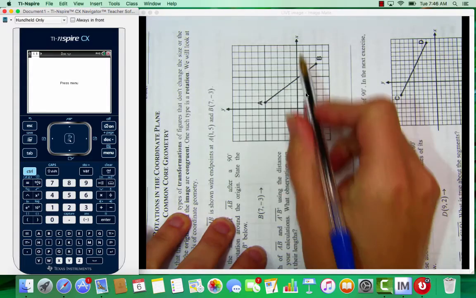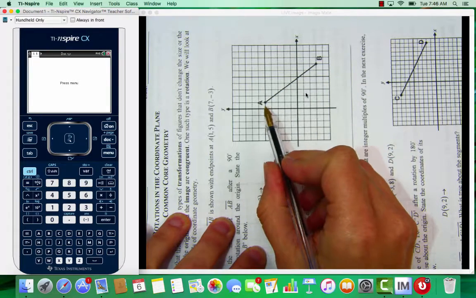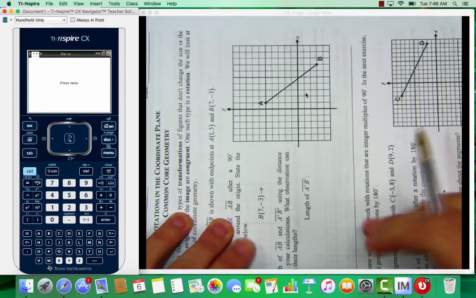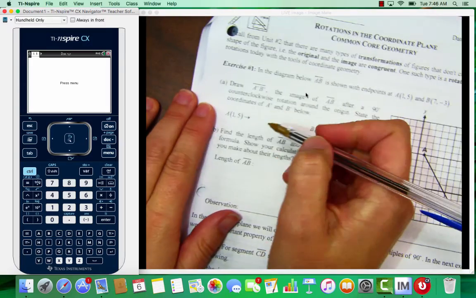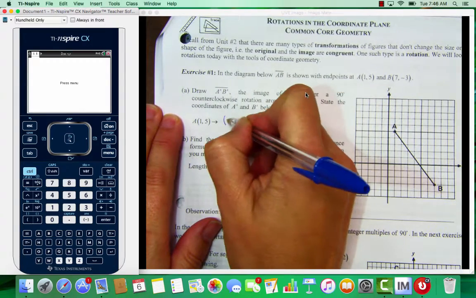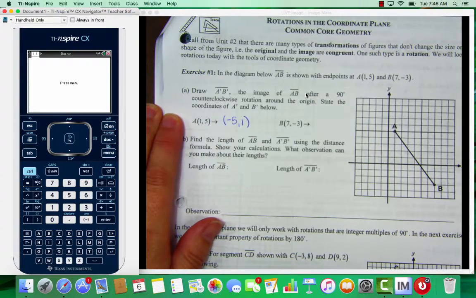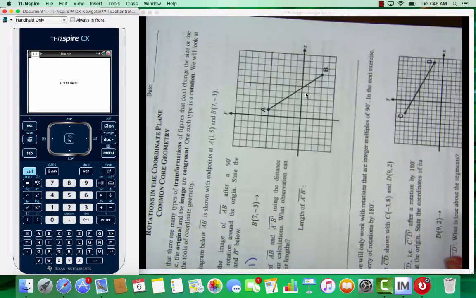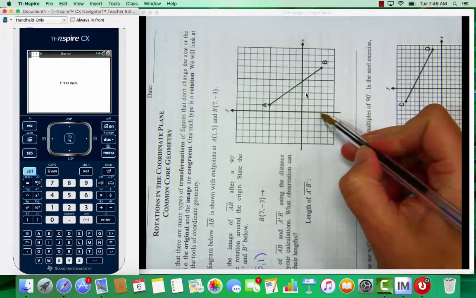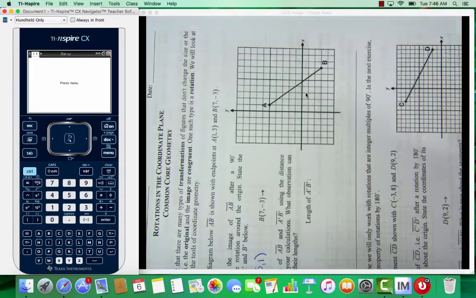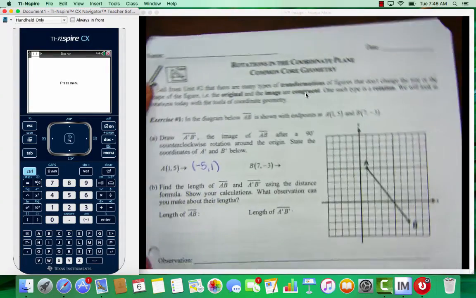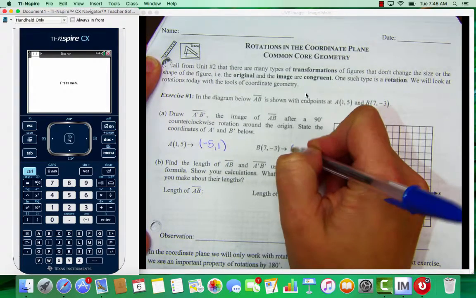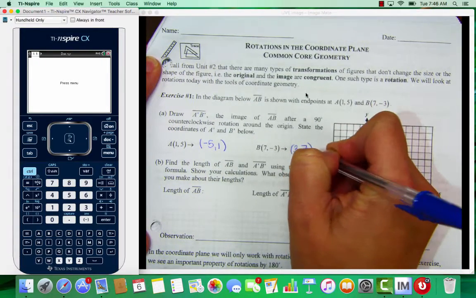And so if that's the way my graph is going to end up, point A is over here at negative 5, 1. So I'm just going to turn my paper back around the right way and jot down that point ended up at negative 5, 1. And if I turn my paper 90 degrees counterclockwise, point B is at the point 3, 7, both positive. So I'm going to turn my paper back around, and B is going to change to 3, 7.